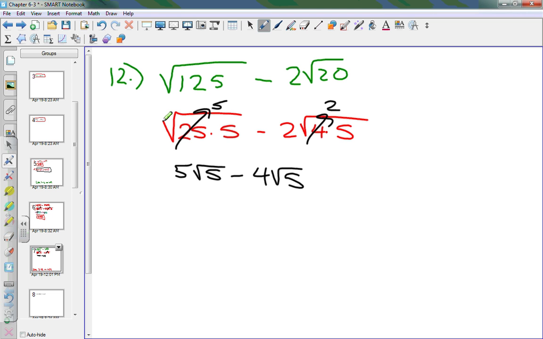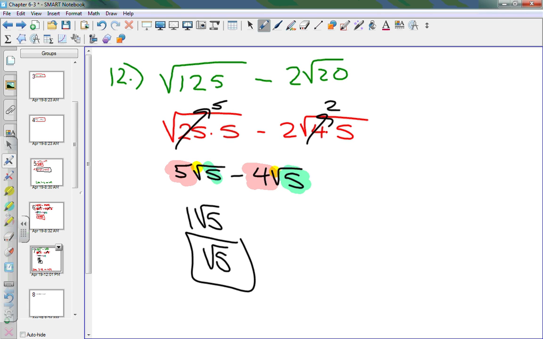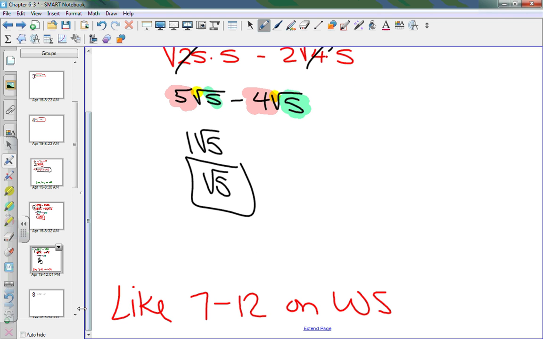Are my indexes the same? Yes. Are my radicands the same? Yes. Is the junk in front like terms? Yes. So what is 5 minus 4? 1 square root of 5, which means I'm just going to write the square root of 5 now. You do not have to. I just want to make sure you all understood that 5 minus 4 was the 1. This is exactly like problems 7 through 12 on tonight's worksheet.